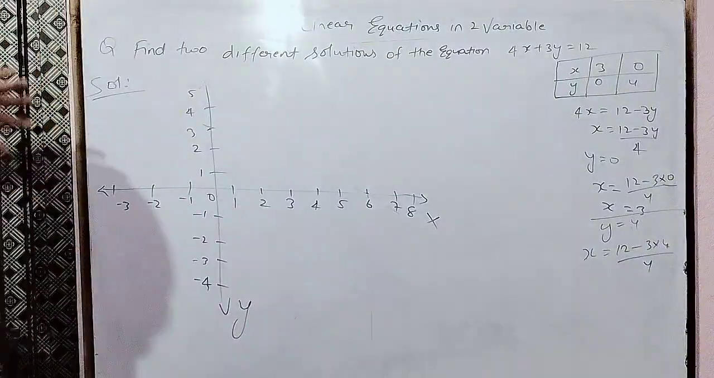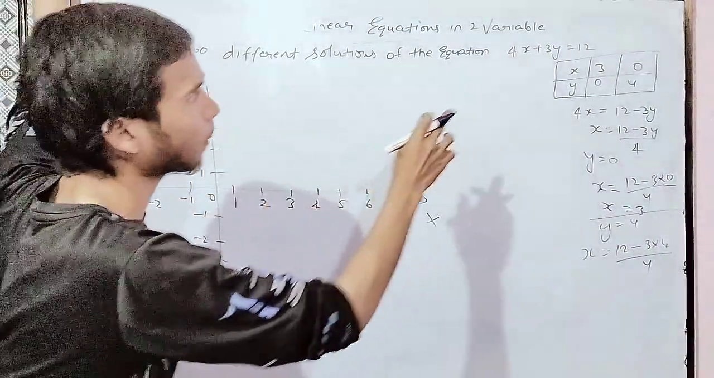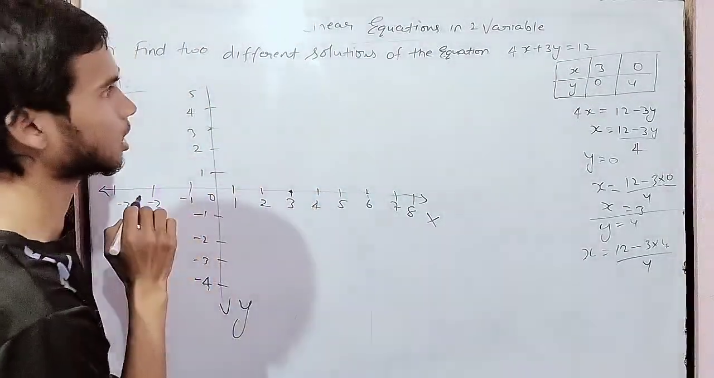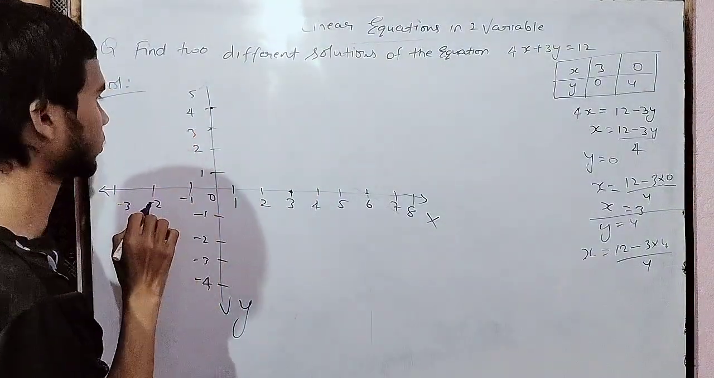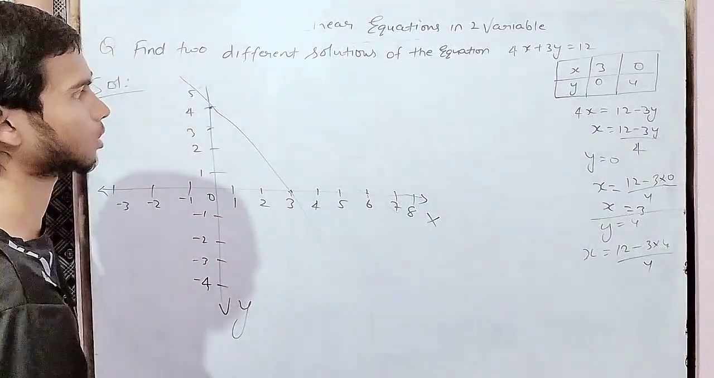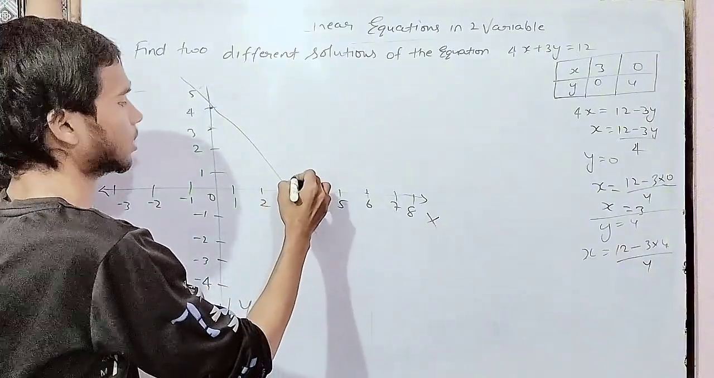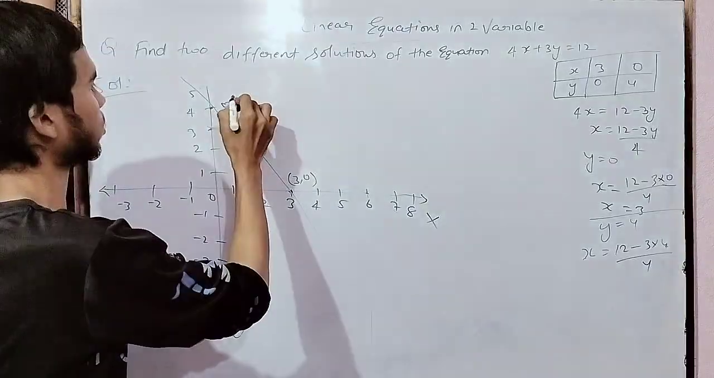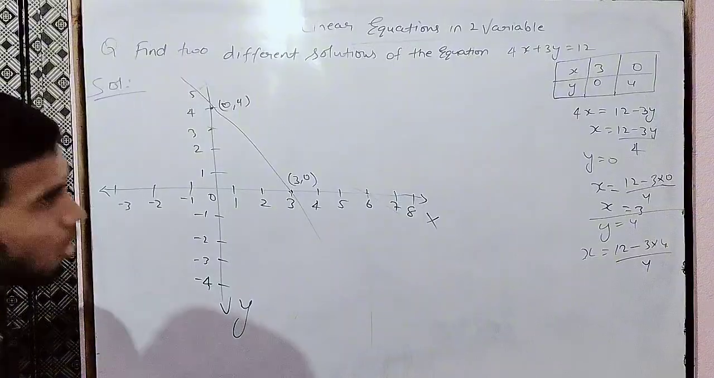If you want to see, don't worry, I will show you. So here y is 0, x is 3. Here one point is here. y is 4, but x is 0. So here this is the line of this. Okay, so you can add 3, 0 and 0, 4. 0, 4, clear, 0, 4. That's how you can plot. Now next question.